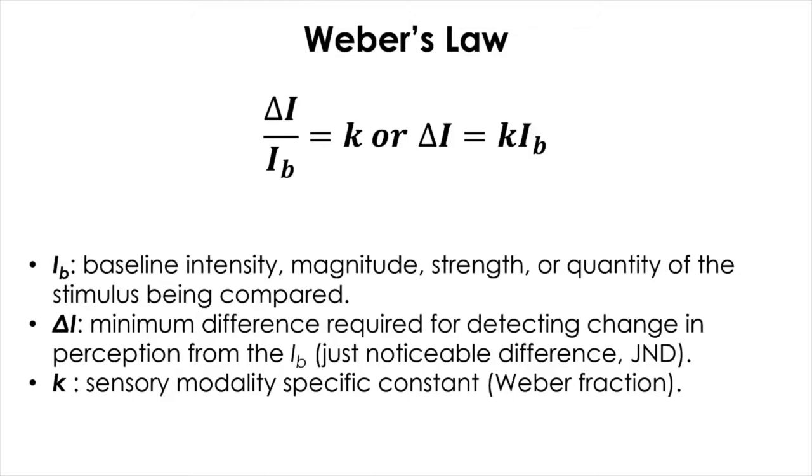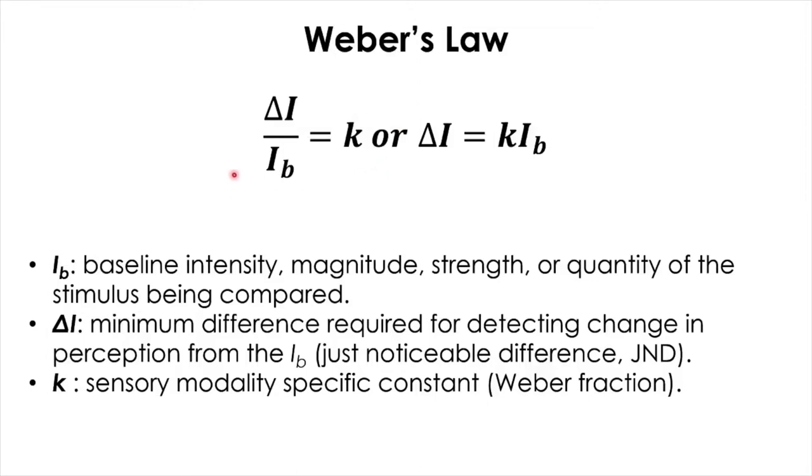This was the first law that expresses the relationship between an initial stimulus with a certain intensity, magnitude, strength, or quantity, and the minimum amount of change in the same dimension needed to notice the change in sensation. Here, the delta, again the Greek letter, is the difference. And this difference and the background intensity, the ratio between these two, is a constant, K, which is known as Weber's fraction.